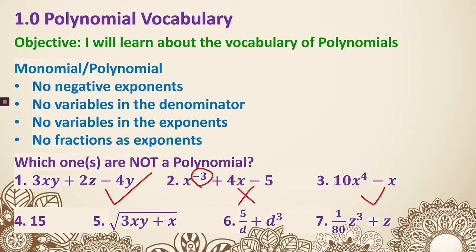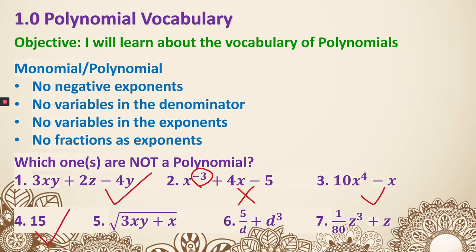The fourth one, you may be thinking, oh, I don't even have a variable. But hey, when we define a term, it can be just a number or just a variable. It could be either or both. So that actually is a polynomial. More specifically, it is a monomial.